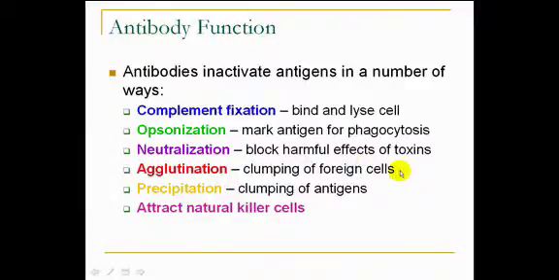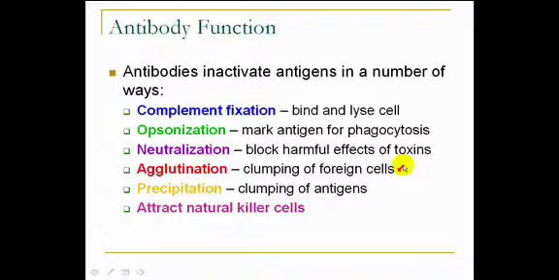So this is what happens if you receive the wrong type of blood in a transfusion. All the foreign red blood cells will agglutinate or clump together. Or there's precipitation, which is just the antigen. For example, a toxin that's released by a bacteria will get clumped together. And the other thing is it can attract natural killer cells.